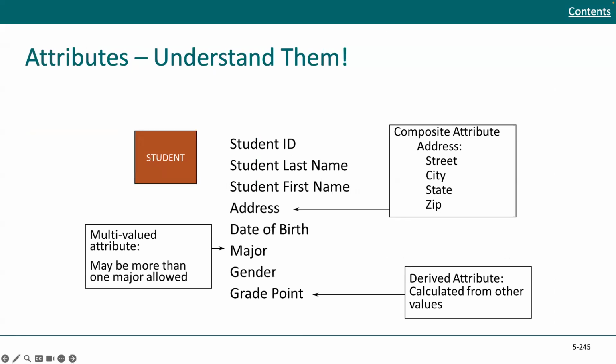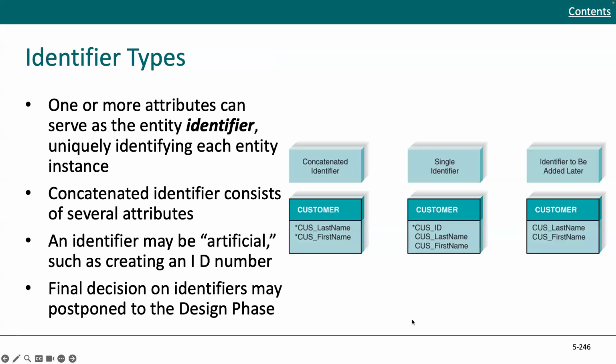So it's important that you understand what the attributes are. Here we can see a lot of information for a student: ID, last name, first name, address, date of birth, major, gender, grade point. Some of these can have sub-attributes, like an address would be street, city, state, zip, and other things. Maybe there's a major, maybe there's a minor. There could be several nuances in some of these details.